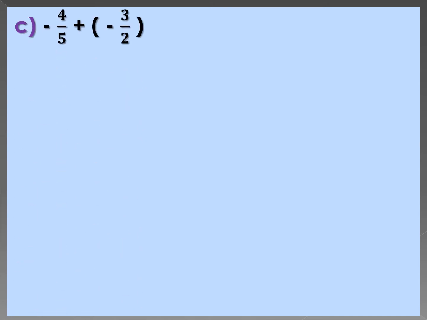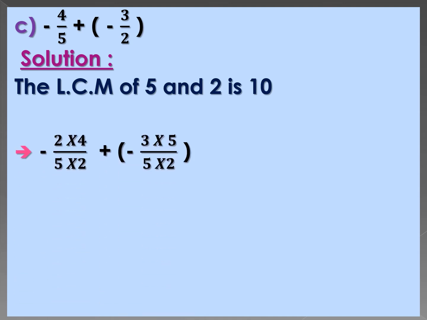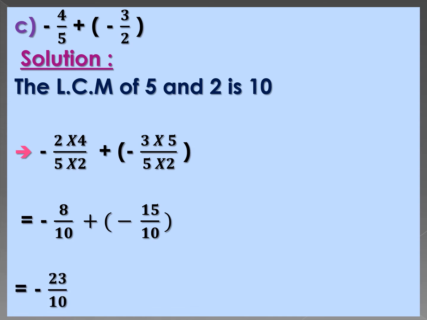Another example, negative 4 over 5 plus negative 3 over 2. The LCM of the two denominators we have here, 5 and 2, is 10. So we write the denominators as 5 times 2 for the two terms, like that. The numerator will be 2 times 4 in the first term, and in the second term 3 times 5, so it will be like that, negative 8 over 10 plus negative 15 over 10, which is equal to negative 23 over 10.